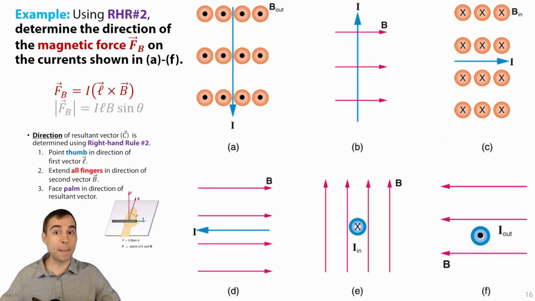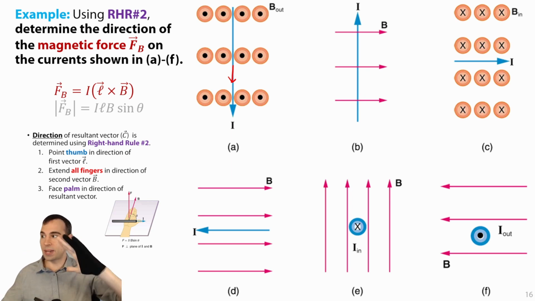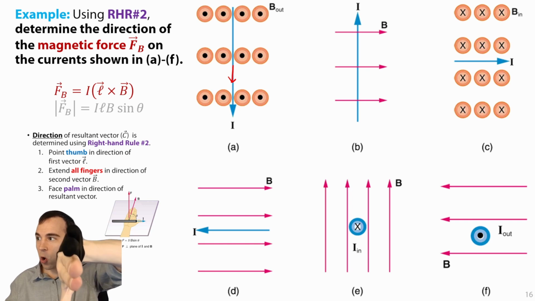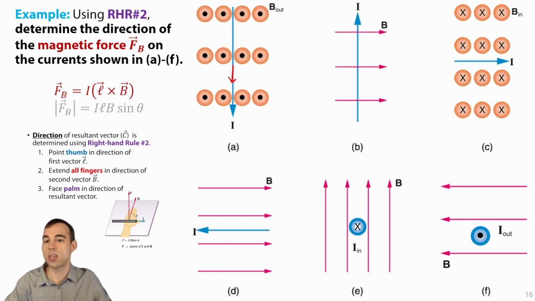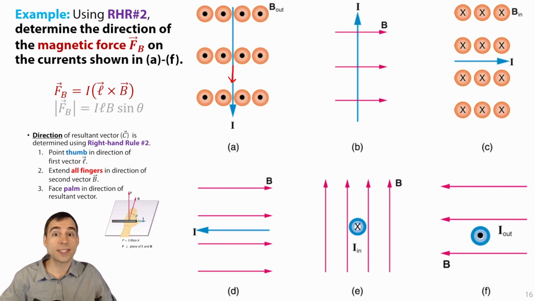So if we're looking at the magnetic force acting on a current carrying wire, we can use right hand rule number 2 to determine the direction of the magnetic force acting on these currents. For example, in part A, if you were to point your thumb down on your right hand and your fingers out of the page toward you, you would see in this case that your palm will face in a direction that gives you the resultant vector for the magnetic force.